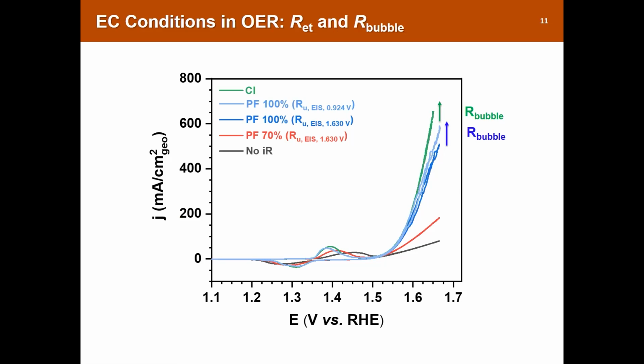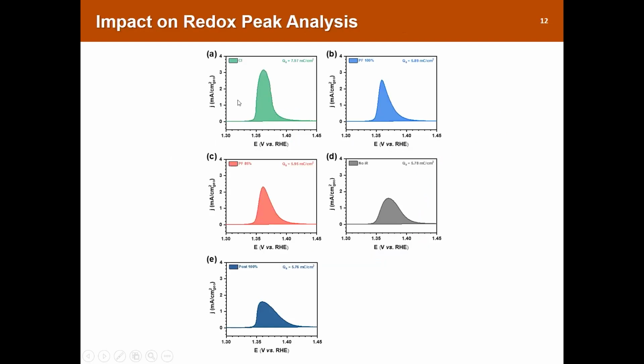Depending on the applied potential for the RU measurement or the operating current density, they can do totally different IR compensation and overestimate or underestimate their performance. So that's just one example, and I will briefly show you.